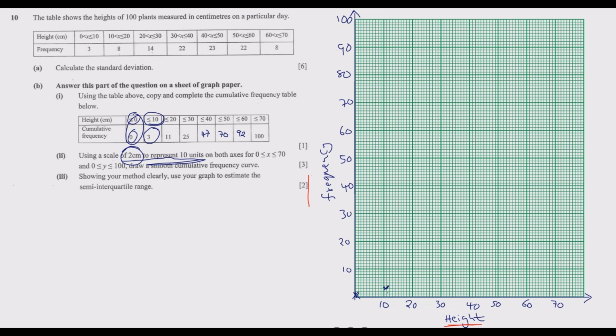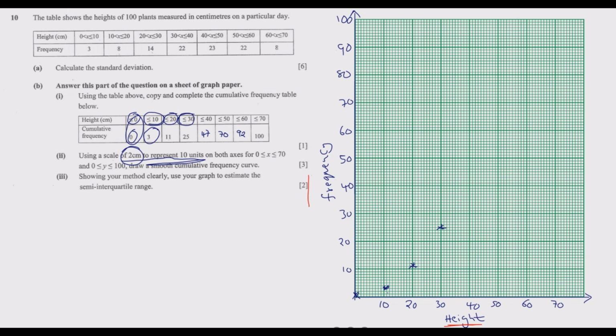This is the first point. Then next, those that are below or equal to 20, they are 11. So you go to 11, just above 10, which is this point. Then those that are measuring below or equal to 30, there are 25 plants. So you come and look for 25. 25 is halfway here, which is 30, 25.